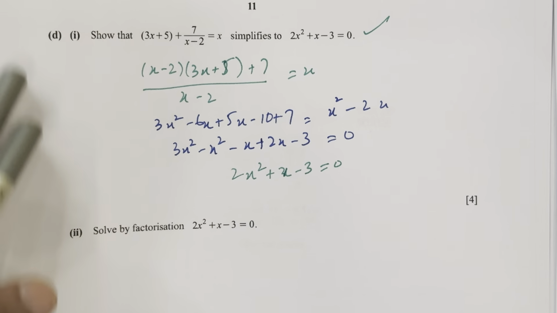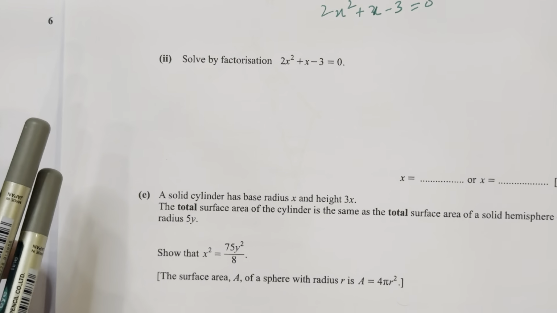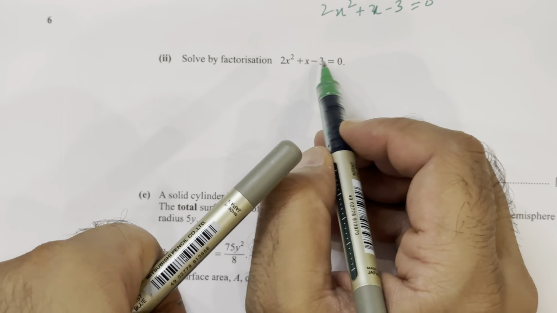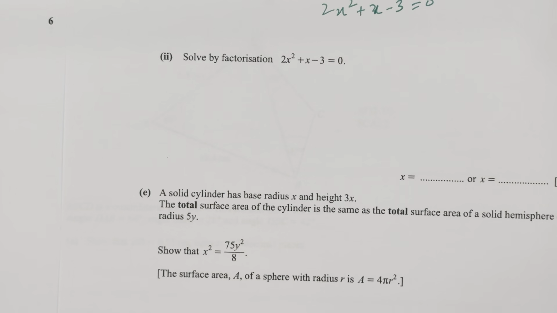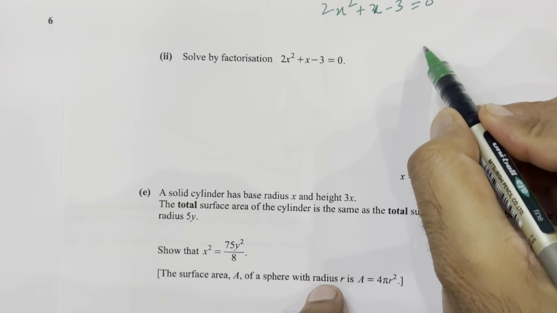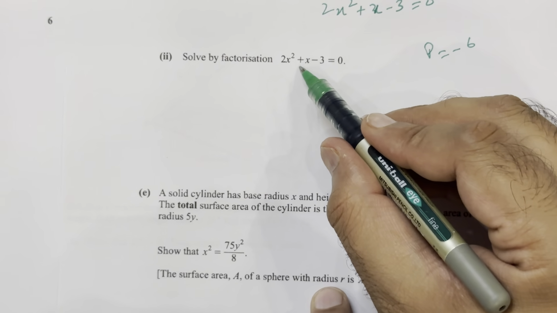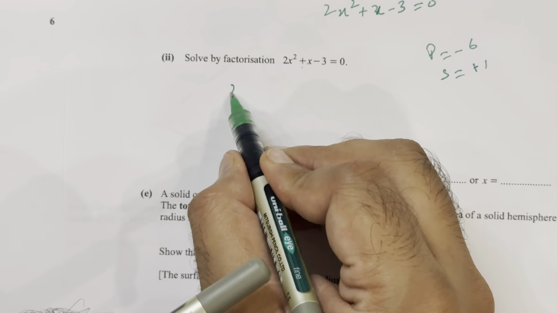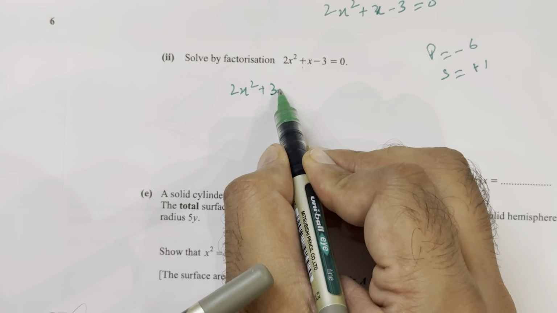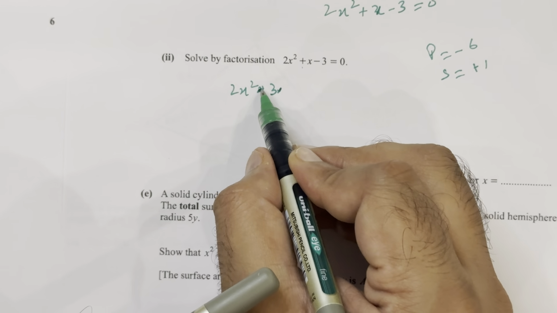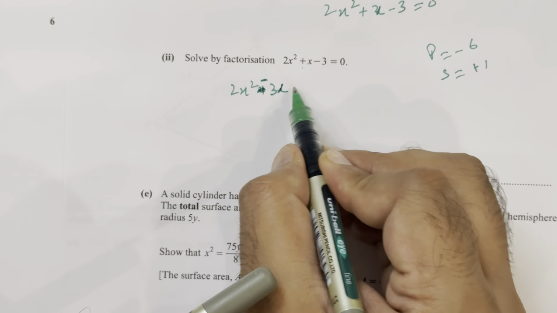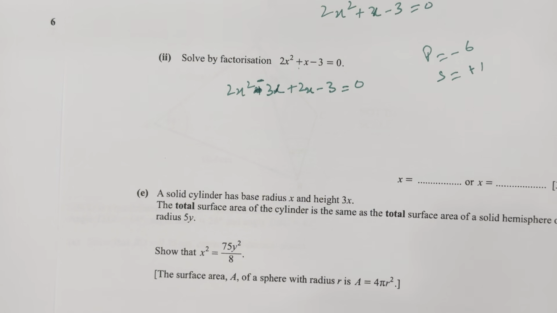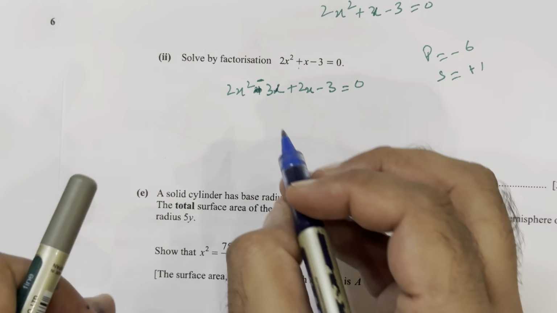Moving to its second part, solve by factorization. We need to do mid-term breaking. 3 multiplied by 2 is minus 6. We need to identify the product that is minus 6, and we need to find the sum that has plus 1 as the answer. So the pair would be 2x square plus 3x minus 3x plus 2x minus 3 equal to 0. So minus 3 multiplied by 2 would be minus 6, minus 3 plus 2 would be plus 1.